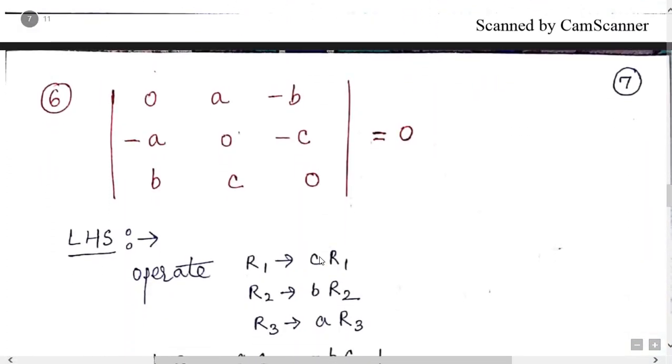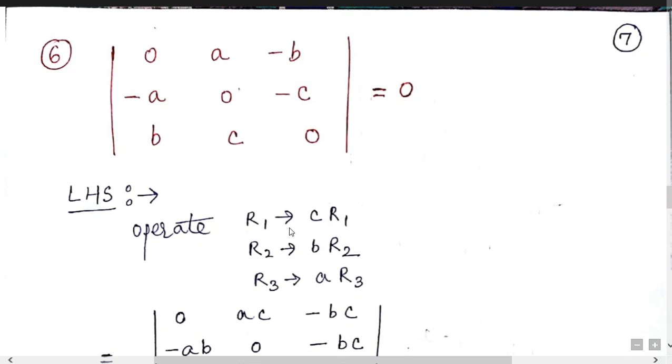This question is also an important one. 0, A minus B. Some of the books write that if the diagonal elements are 0, then you can directly write the value as 0. But let us try to solve the problem.